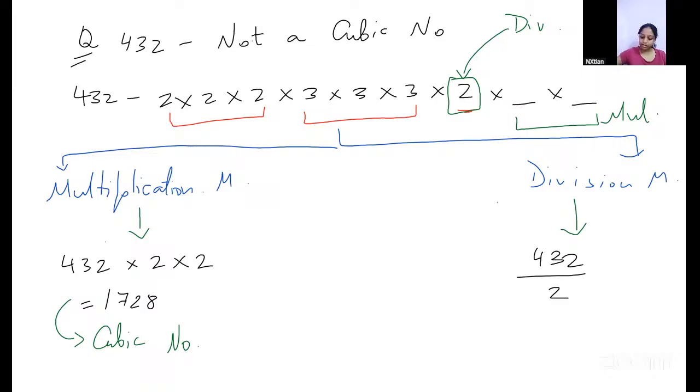Okay, so write down the answer, 216, which is also a cubic number. So you got how with a number that is not a cubic number, we can obtain two cubic numbers. One we can obtain by multiplication, one we can obtain by division.